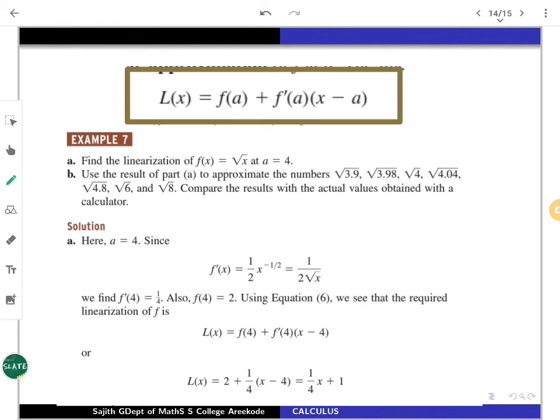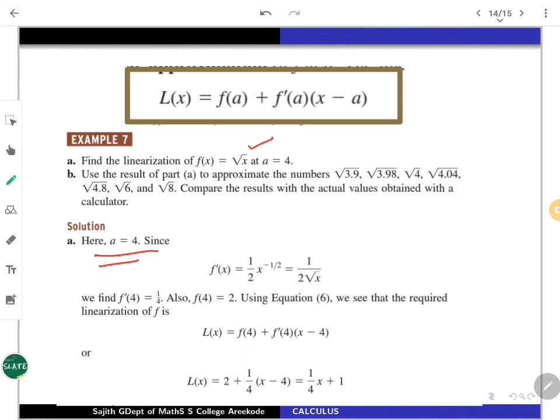Find the linearization of a function f of x equals square root of x at the point a equals 4. It's asked in part B to approximate these values at the points 3.9, 3.98, etc. Actual results one can do also. So what do we have to do? Look at the first part. Here a is given to be 4.